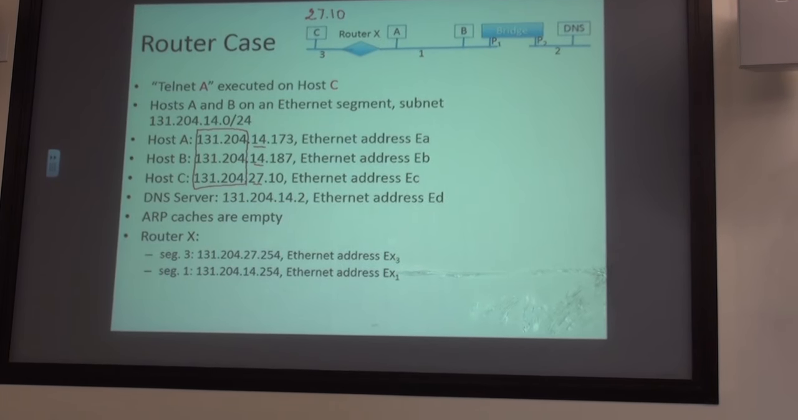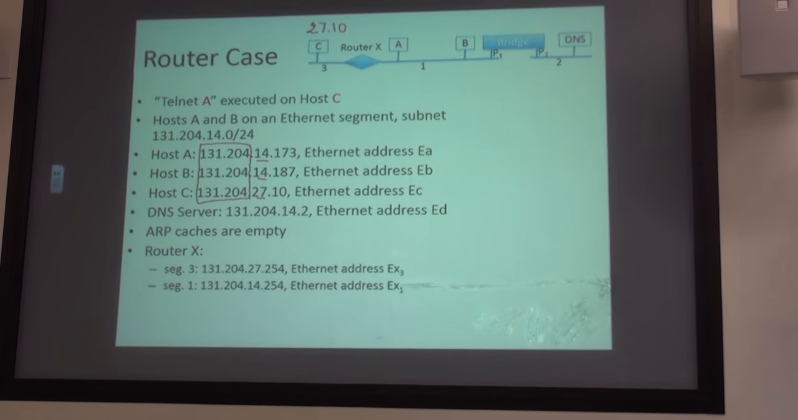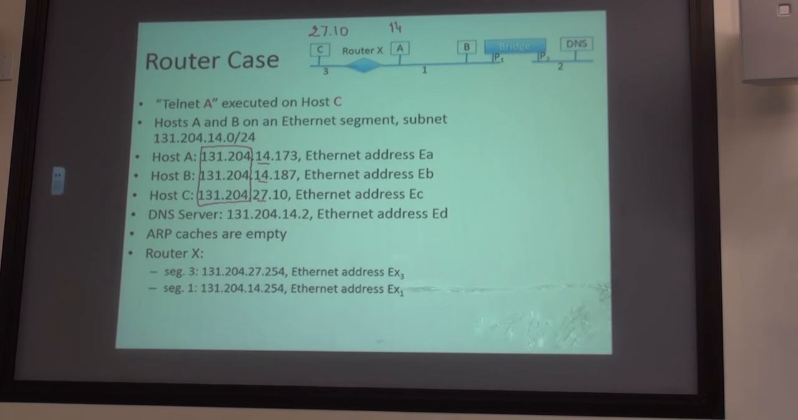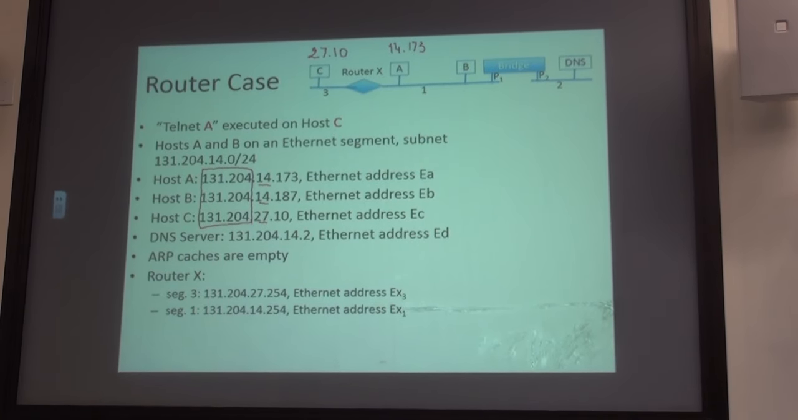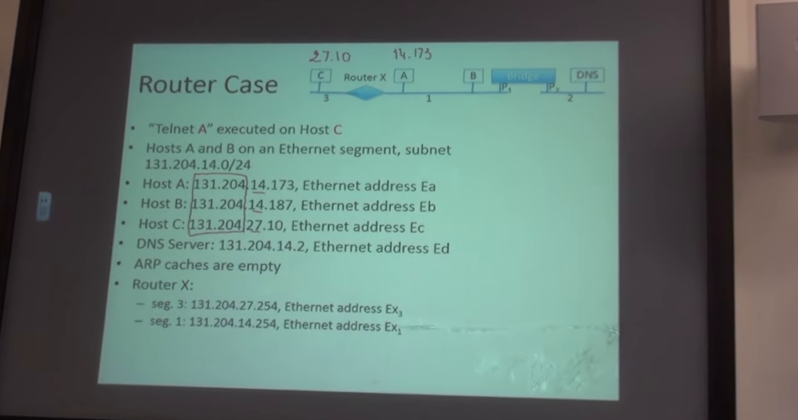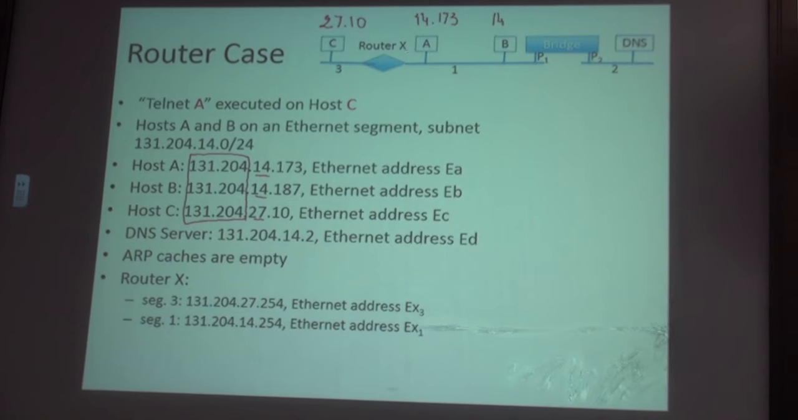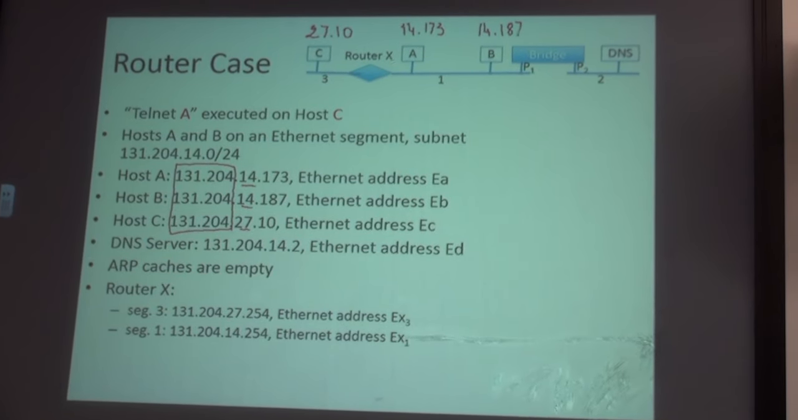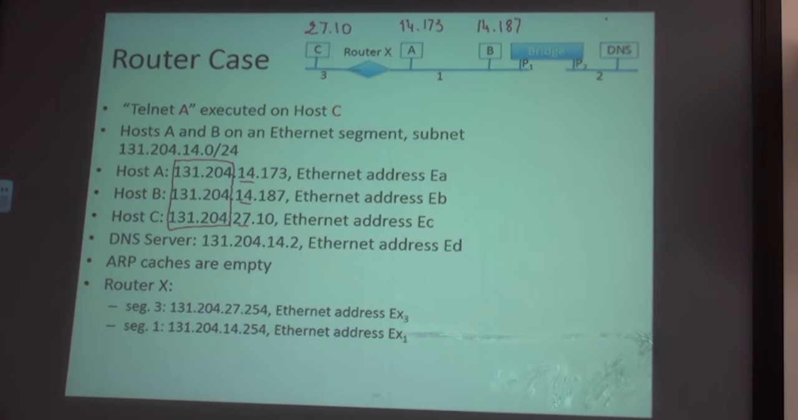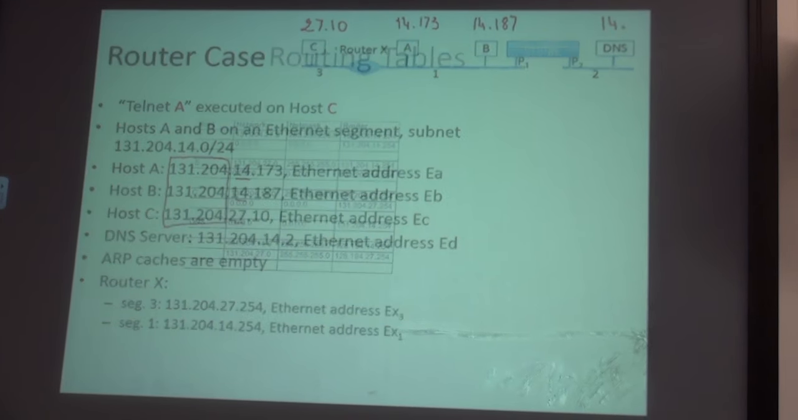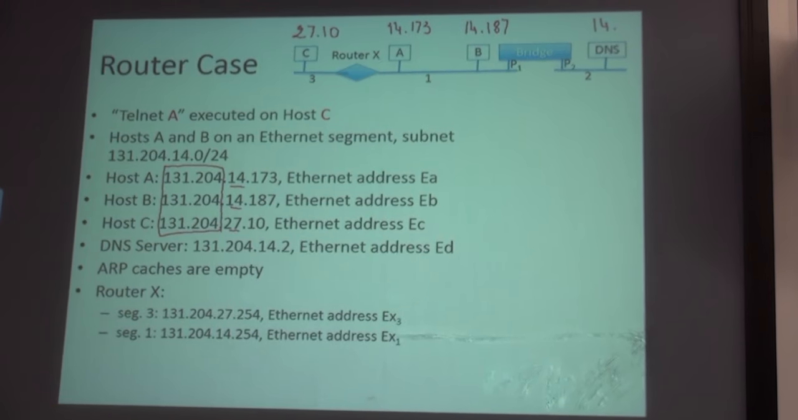So what should I put for A? 14.173. Yes, I need to put 14.173. B, what is its address? 14.187. And the DNS? 14.2.